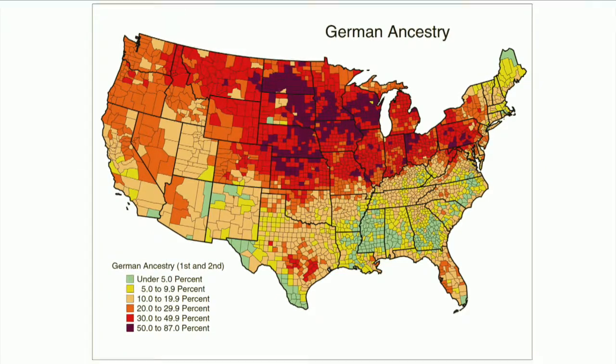By far the largest European ethnic group, ethno-religious group, are German-speaking migrants to the United States of America. And you will see here about where Americans of German ancestry are geographically concentrated.